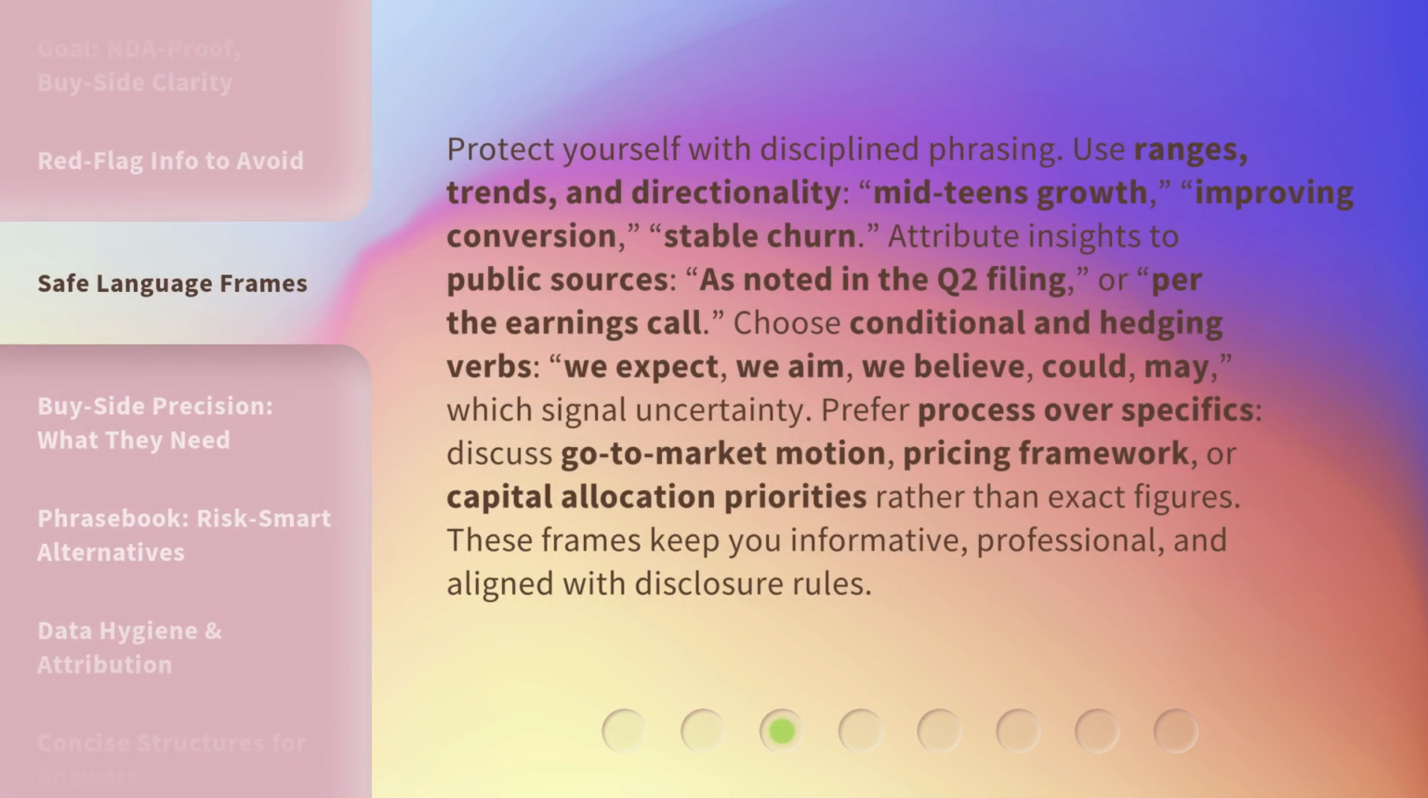Protect yourself with disciplined phrasing. Use ranges, trends, and directionality. Mid-teens growth, improving conversion, stable churn. Attribute insights to public sources, as noted in the Q2 filing, or per the earnings call. Choose conditional and hedging verbs: we expect, we aim, we believe, could, may, which signal uncertainty.